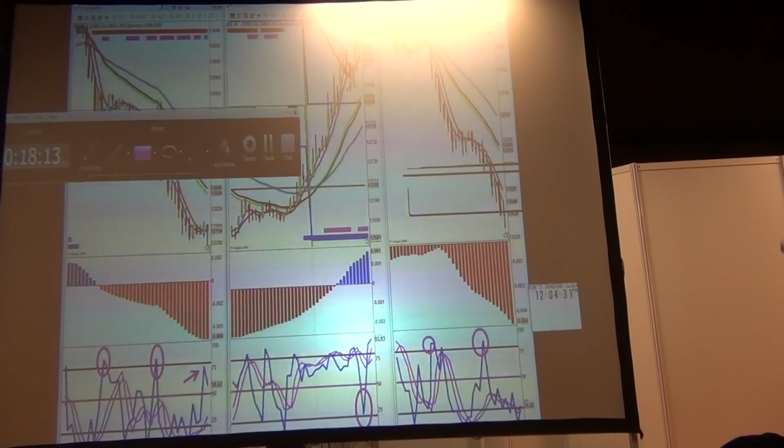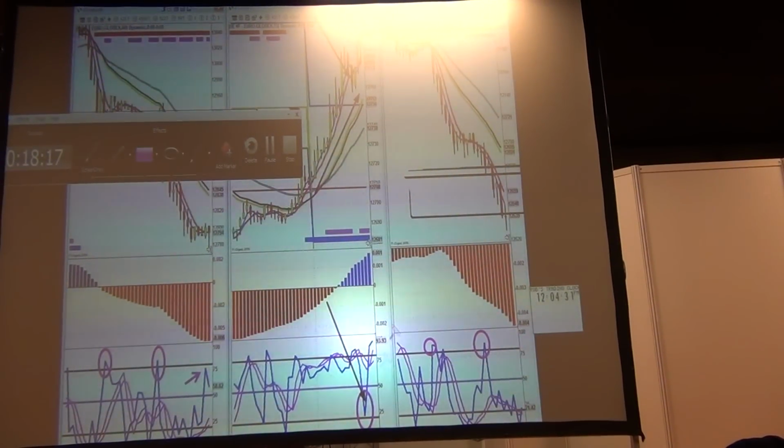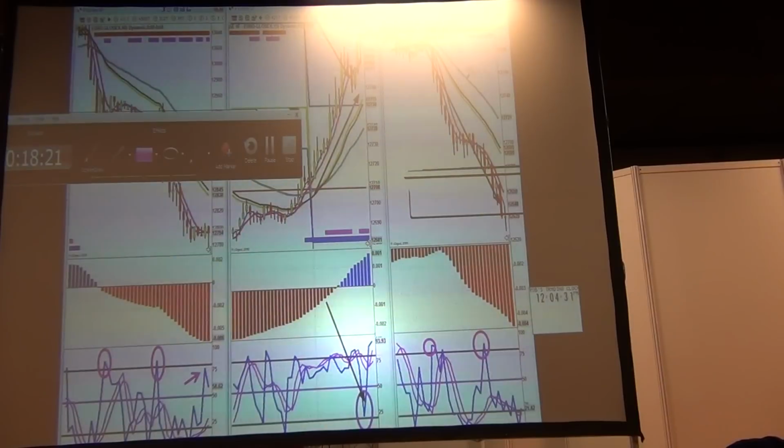And then over here, the same thing, we have this nice uptrend, and then we have the stochastic spike as well. Here we have a downtrend. Now this was sideways, but then this one was the nice spike up.